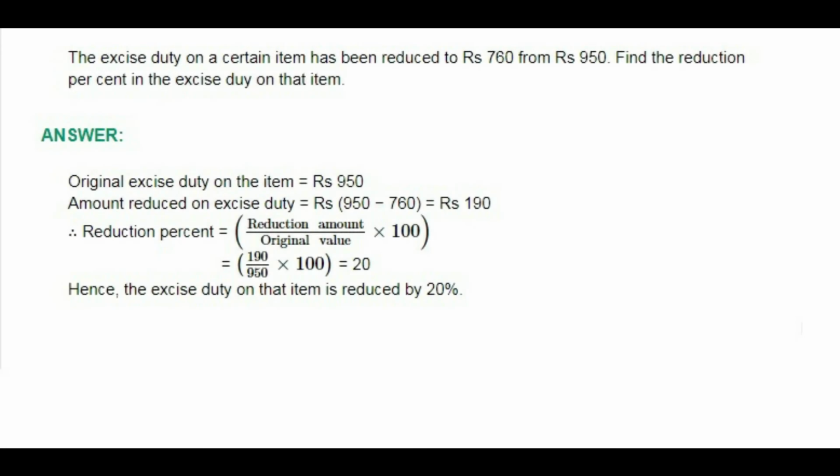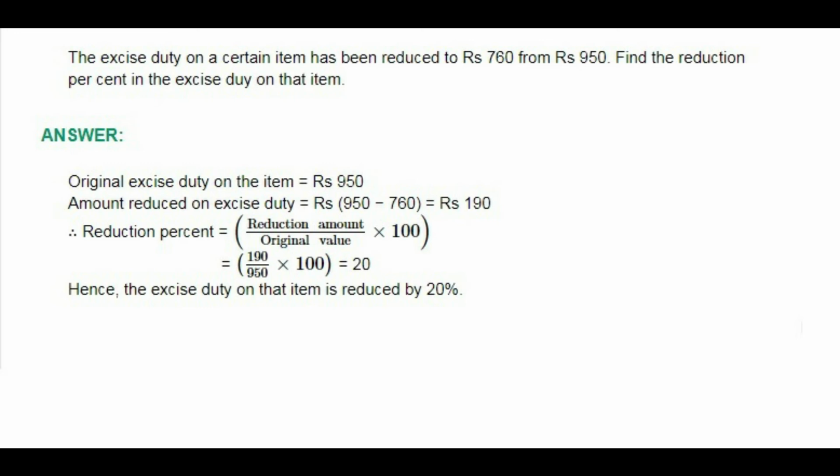Let's move to our next sum. The excise duty on a certain item has been reduced to rupees 760 from rupees 950. Find the reduction percent in the excise duty on that item. So the excise duty was 950, and it is reduced to rupees 760. They are asking you to find the percentage of reduction, right? For this we have to find how much it is reduced, so we subtract 760 from 950, and it is coming as rupees 190, right?